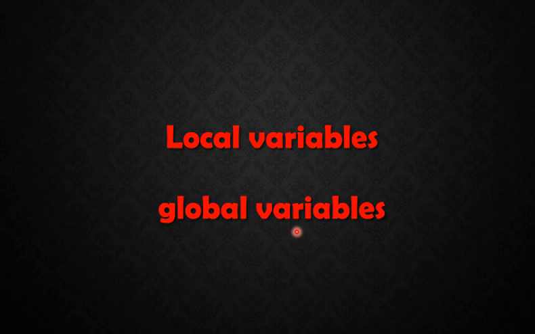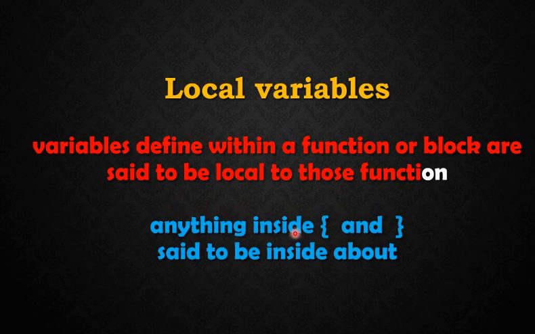Let's talk about local variables first. What is the definition of local? Local, as the name suggests, means it is restricted to some area. Its use is restricted to some function or area. In the programming context, that area can be a function or any code inside curly braces. Let's see the exact definition of local variables.